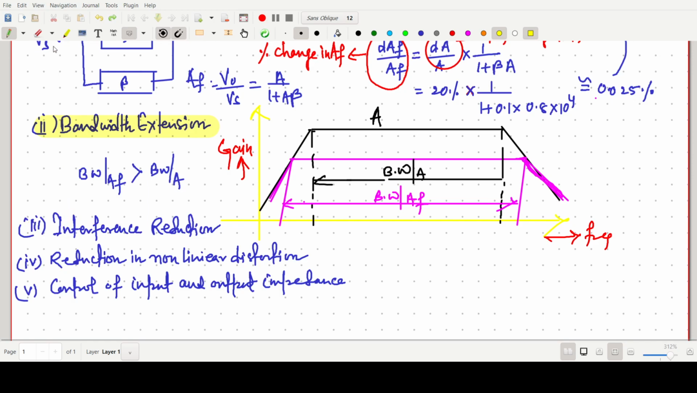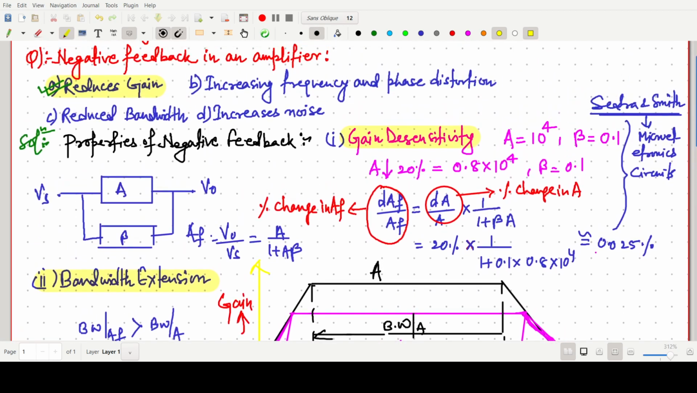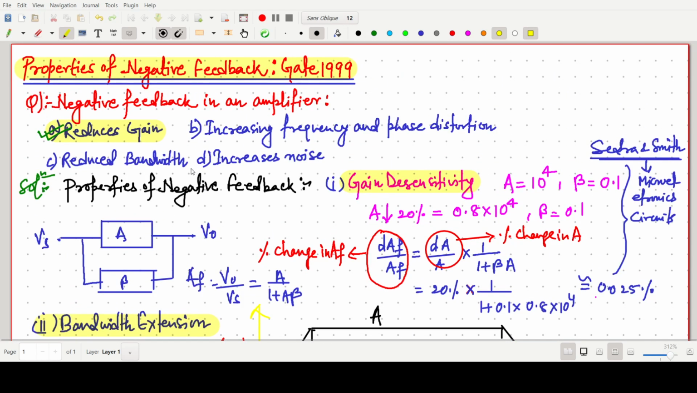Basically, these are the very important ones. You have to remember the formula for the gain desensitivity and for the bandwidth extension. For more detail, you can go through the book by Sedra Smith. So this is all about this video. The question is very easy: what should be the negative feedback in an amplifier? It reduces the gain.